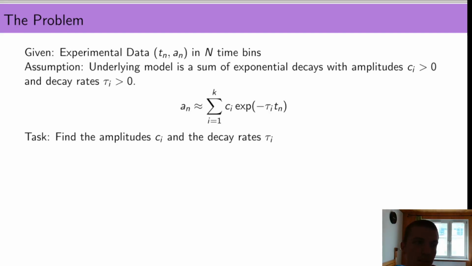and the amplitude A at time point t_n is approximately given by the sum of those exponential decays. And what we want to do is find the amplitudes or the coefficients c_i and the decay rates tau.